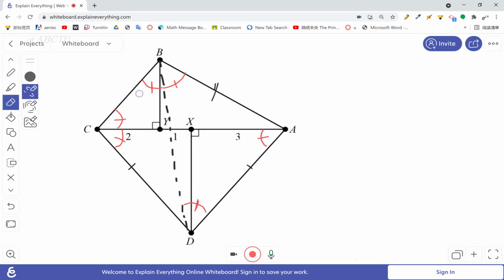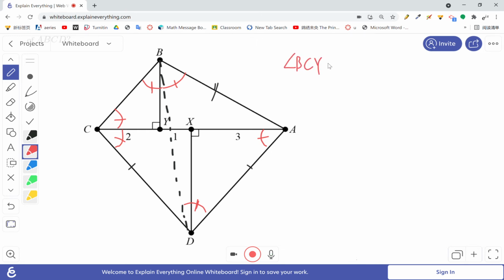So let this point be Y. Then we have triangle BCY is similar to triangle CDX, right? Now let's just label it out. We know that triangle BCY is similar to triangle DCX. So now everything just becomes really clear.